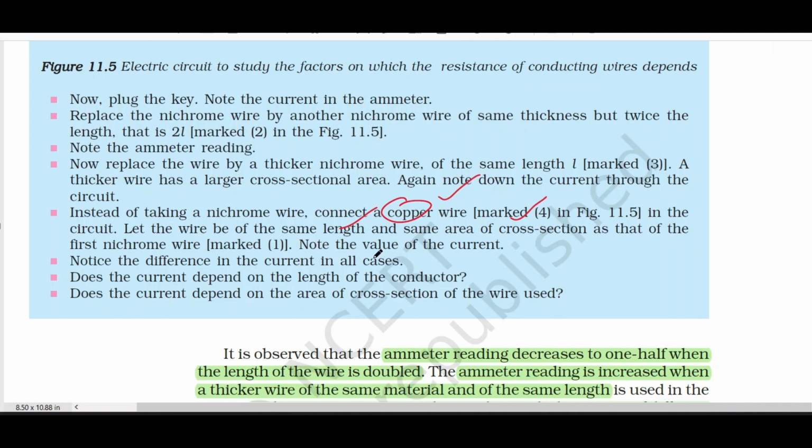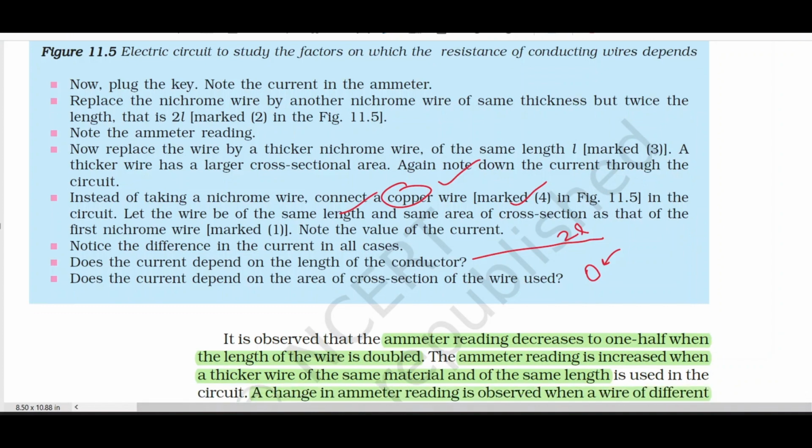Does the current depend on the length of the conductor? Does the current depend on the cross section of the wire used? तो हमें यहाँ पे ये पता करना है या ये ऑब्जर्व करना है कि जब हमने निक्रोम वायर की लेंथ L से 2L कर दी, तो क्या करंट की रीडिंग चेंज हुई. और जब हमने कंडक्टर की थिकनेस चेंज कर दी, ठीक है, थर्ड केस में ज्यादा थिक वाला निक्रोम वायर लिया था, when we took a thicker nichrome wire, then did the current reading change or not? This is what we have to observe and find out.